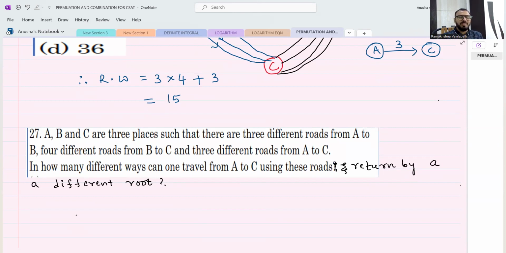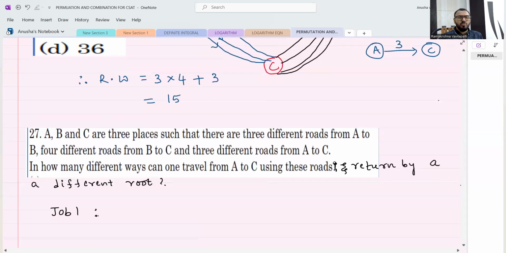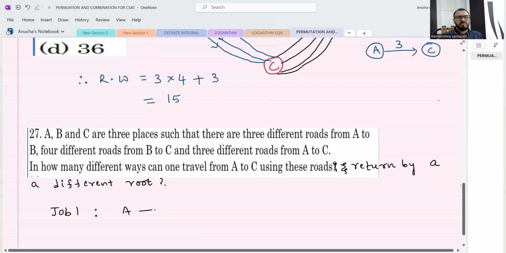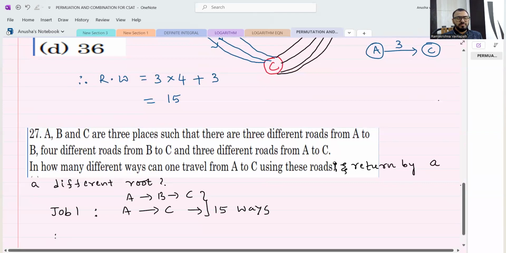I'll explain now. What is job one? Job one is going from A to C. There are 15 ways. Going from A to C, there are 15 ways, right? Either directly A to C or A to B to C. Together, there are 15 ways. Job 2. What is job 2? Return by a different route.